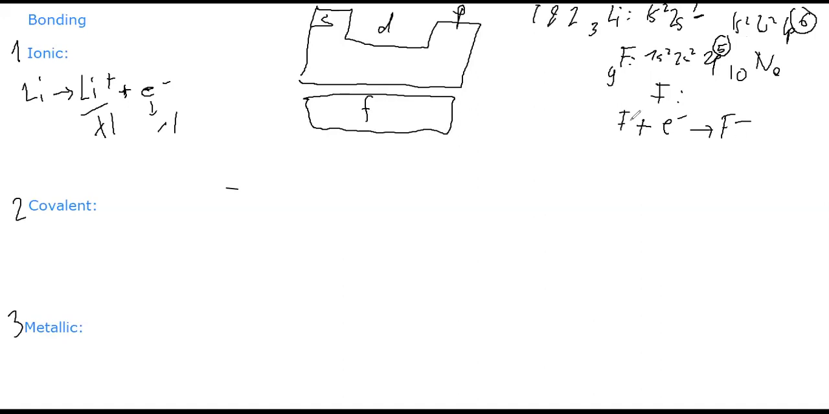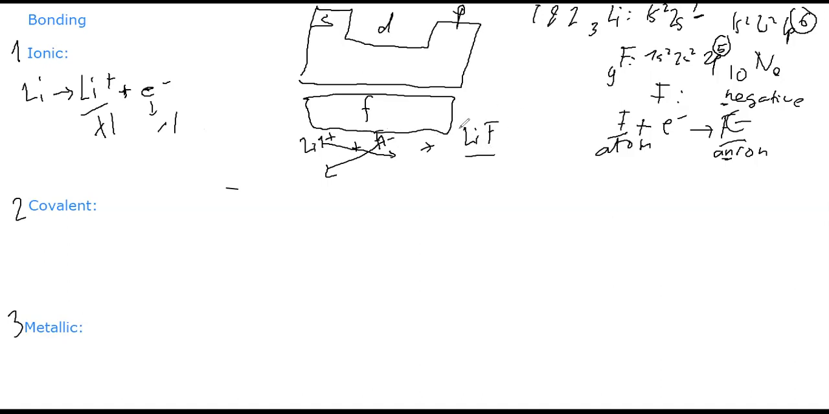Therefore, by gaining an electron, the atom becomes an ion. You have an atom here and this is an ion, because this one is negative, so it is an anion. Having said that, we can put them together. You have Li+ and F-, then you have LiF. You just move the numbers diagonally.